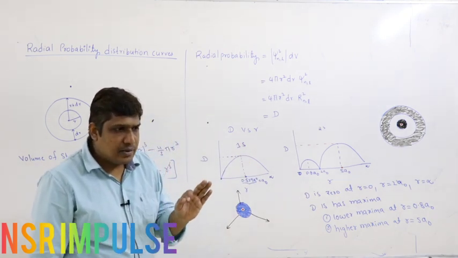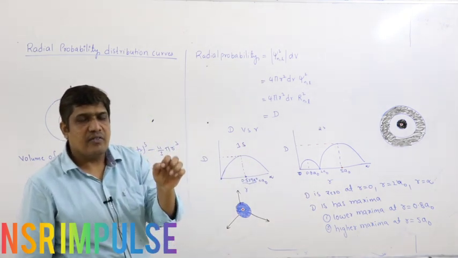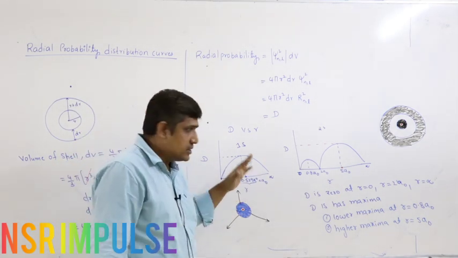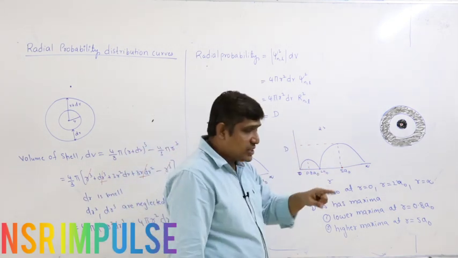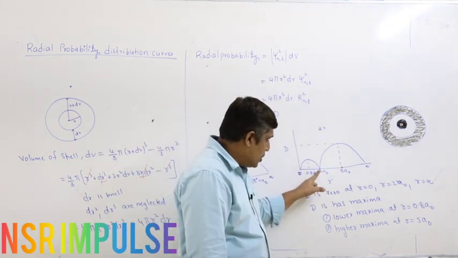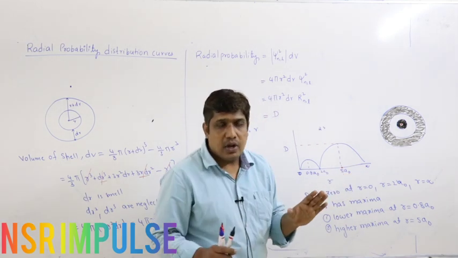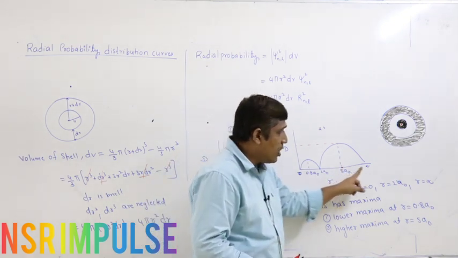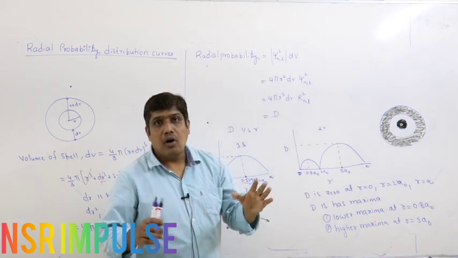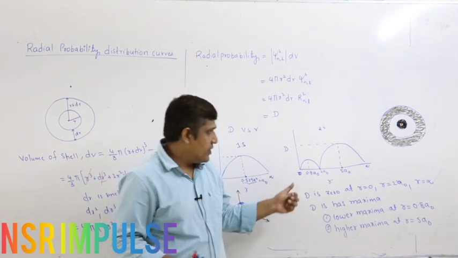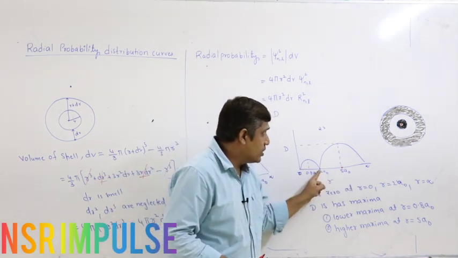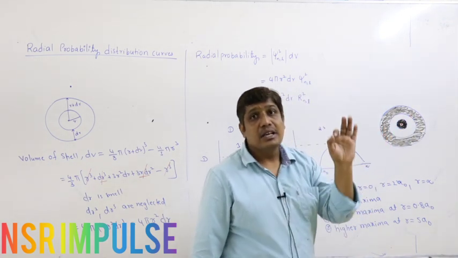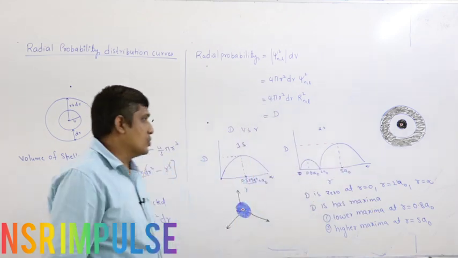What is a node? It is a space or point where the probability of finding the electron is 0. If I exclude these two, there is no node for 1s. When I come to 2s, if I don't exclude, there are three nodes, r equal to 0, 2 a naught, infinity. At this point the probability of finding the electron is 0. But since r equal to 0 and r equal to infinity are common for all the orbitals, they are excluded. If I exclude these two, there is only one node. The one node is nothing but this white space, where the probability of finding the electron is 0. So 2s has one node.